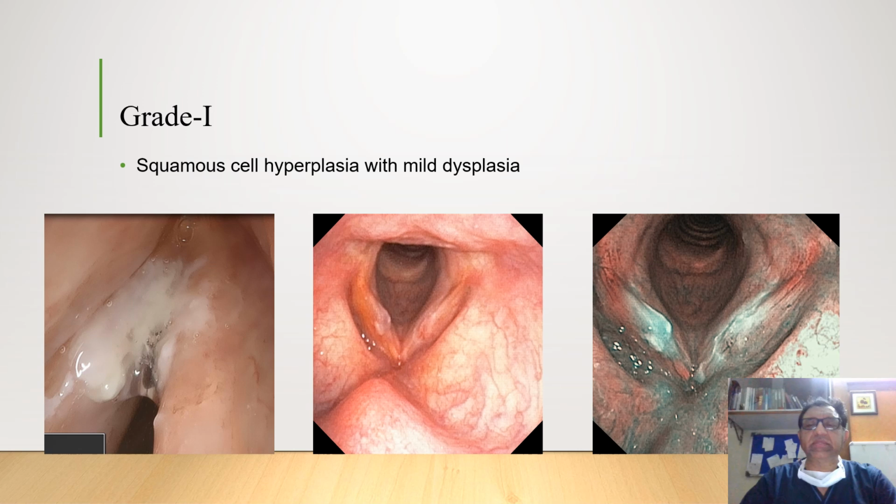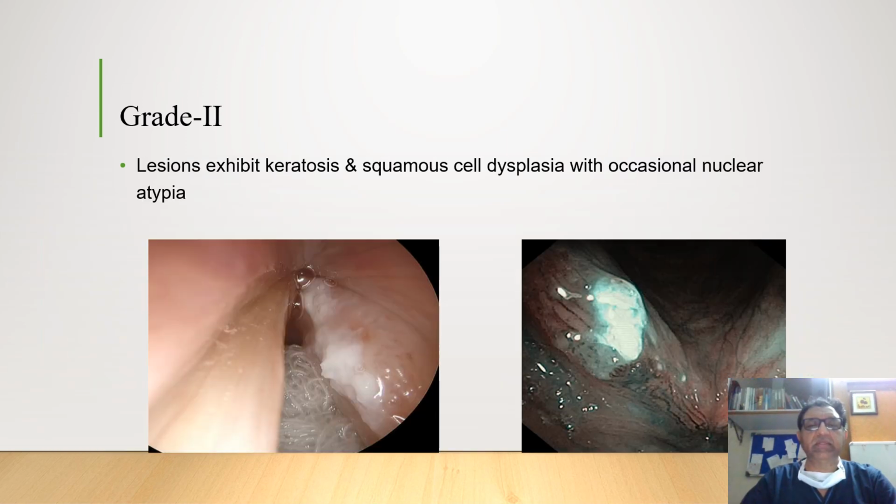These are the various categories which have been classified on the basis of histopathology, but on an endoscopic picture, these are the different looks which you can suspect in high definition laryngoscopic pictures. So this is squamous cell hyperplasia with mild dysplasia. It looks like a white flat lesion on the vocal folds, which is indicative of mild dysplasia.